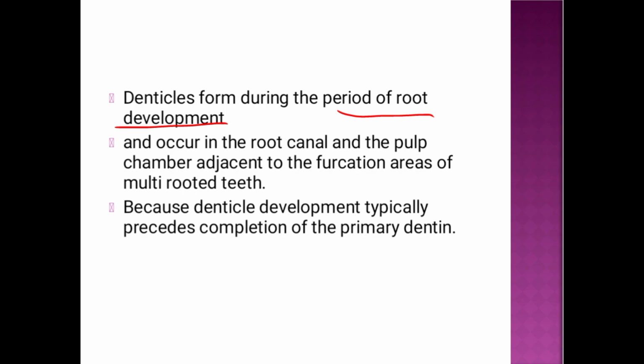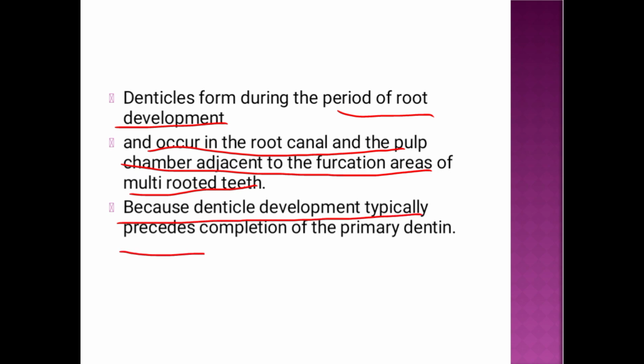Basically, it occurs in the root canal or the root chamber, which is adjacent to the furcation areas in multi-rooted teeth, like molars and premolars. Denticle development typically precedes the completion of primary dentine.